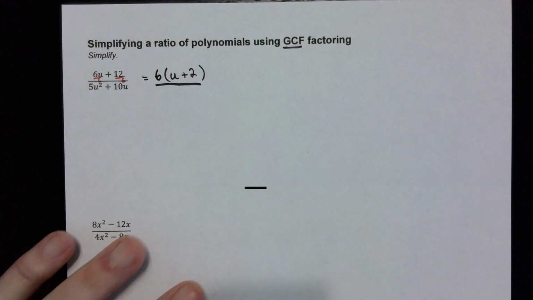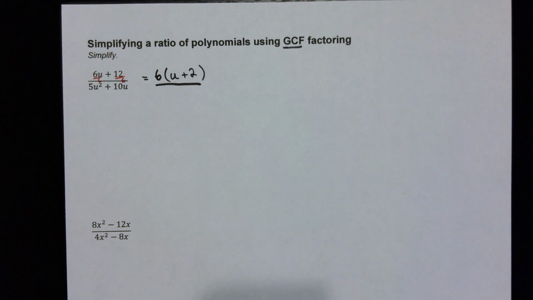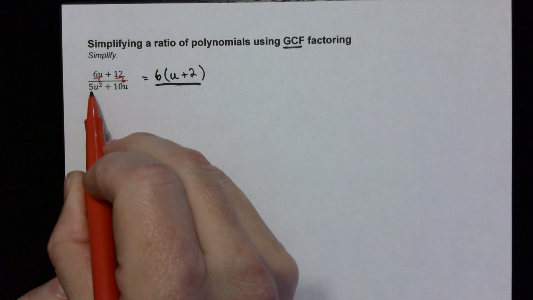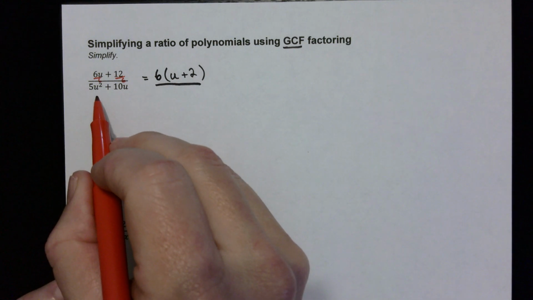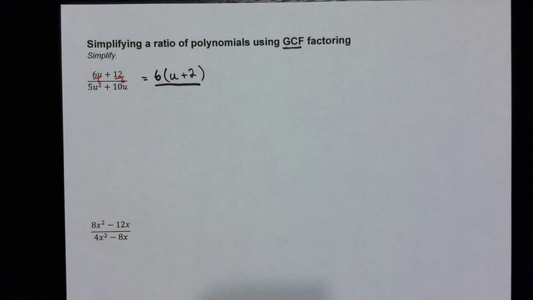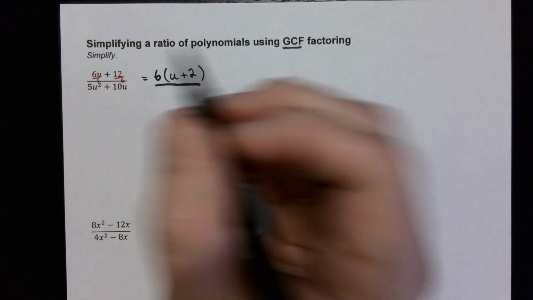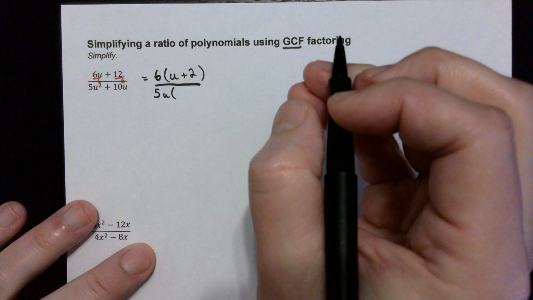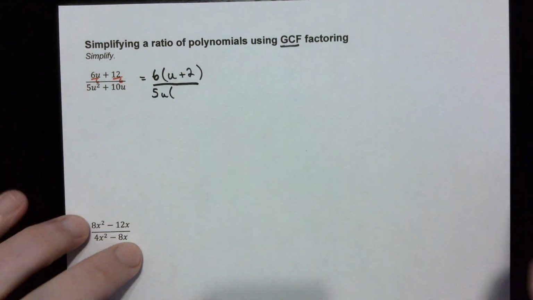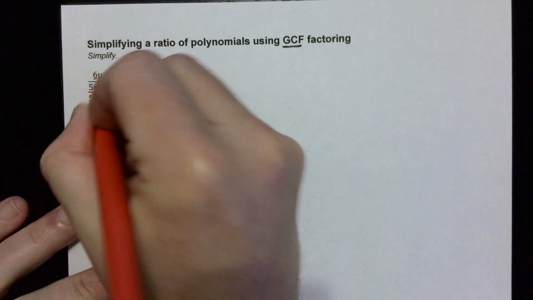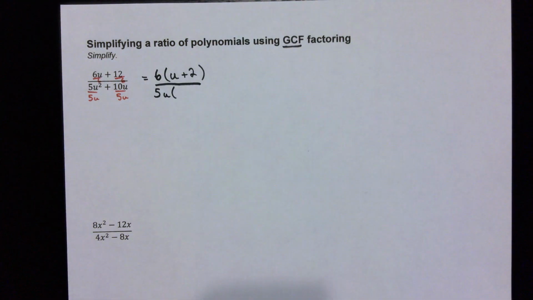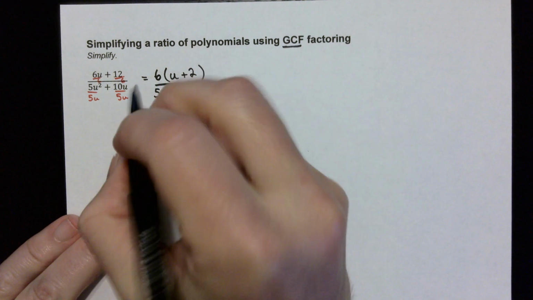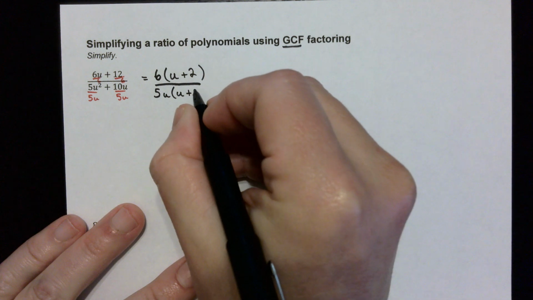Now the bottom. I am going to factor out a number that goes into both of those. The biggest number that goes into 5 and 10 is a 5, but I'm also going to factor out one of the u's, because they both have a u to give. This one has a u squared. So I'll factor out a 5u, and remember this is dividing, so I'm dividing by 5u on both of these to get the bottom. 5u squared divided by 5u is just u. And then 10u divided by 5u is 2.